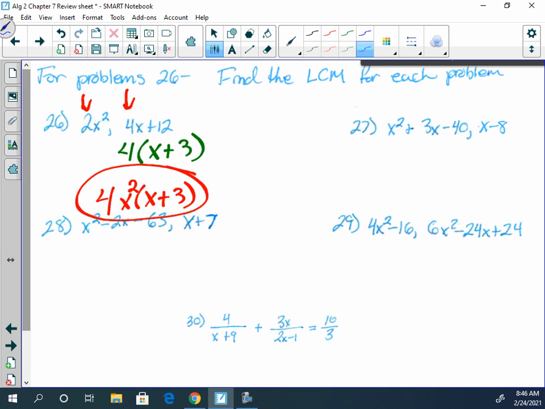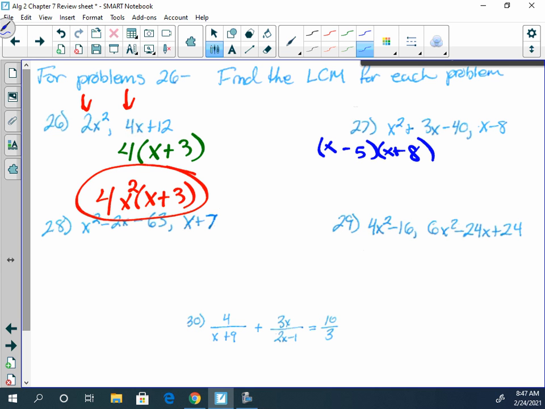Now we can look at 27 next. x squared plus 3x minus 40 and x minus 8. So if we factor this here, x squared plus 3x minus 40, because it is factorable, we would have plus and minus and x and x. I know plus and minus because the third term is negative. And now we need to look at the factors of 40. Well, this would be 5 and 8 would be the factors that we wanted.